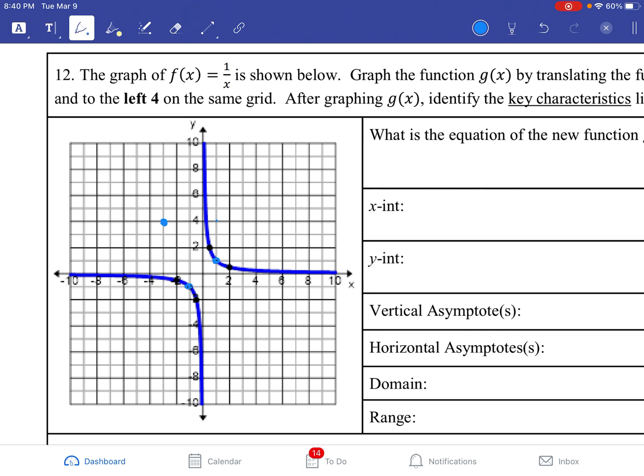There it is. Okay, the other one, same thing. Up by 3, 1, 2, 3, left by 4, 1, 2, 3, 4. So our asymptote's going to be here, in between the 2 points, and then here, in between the 2 points. Your graph will look something like this.